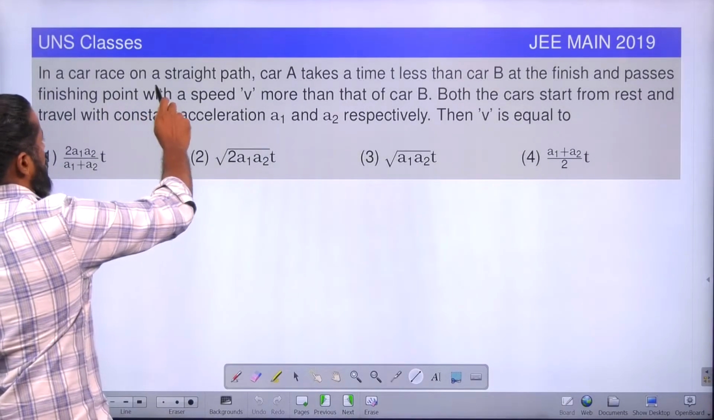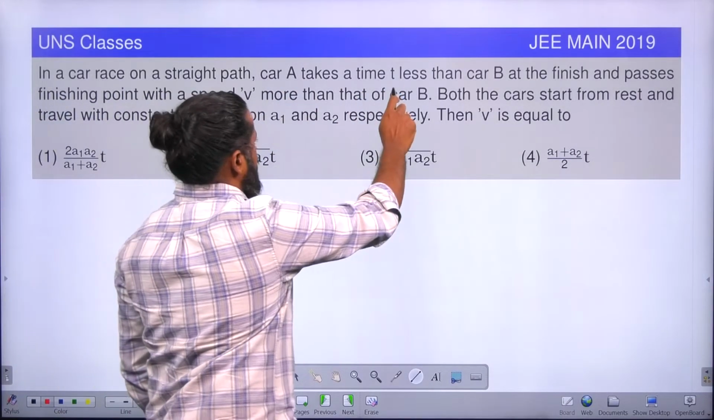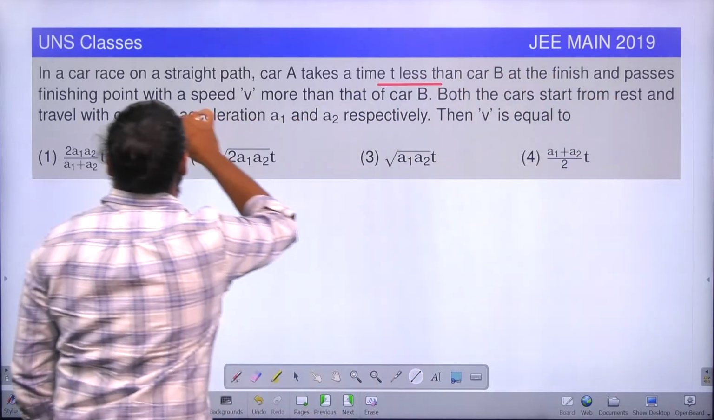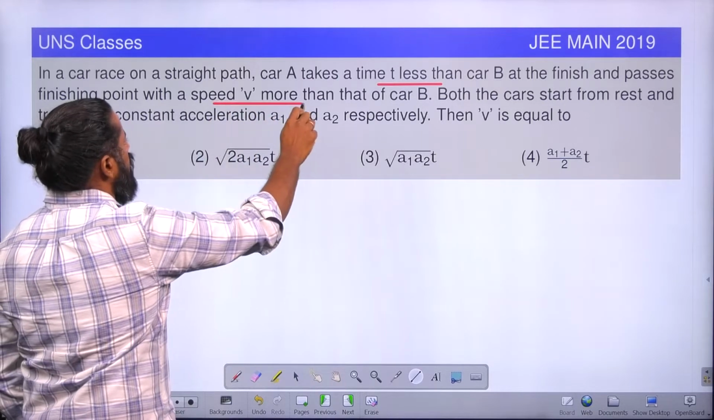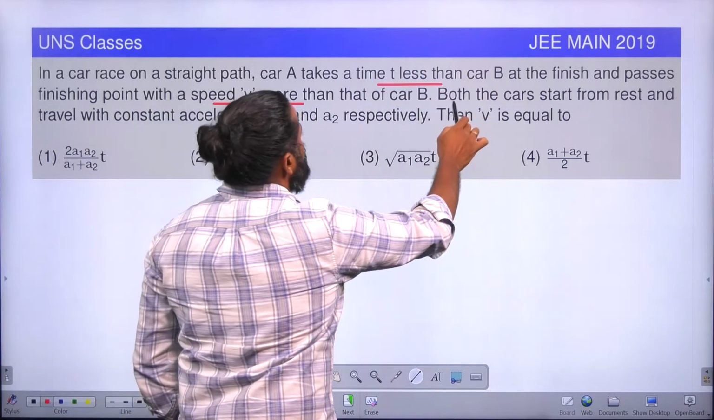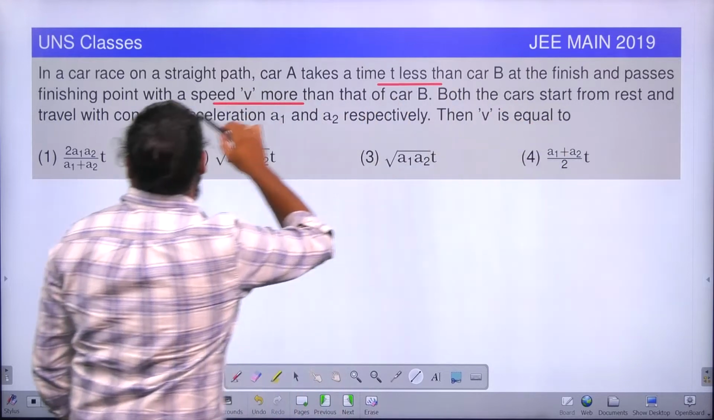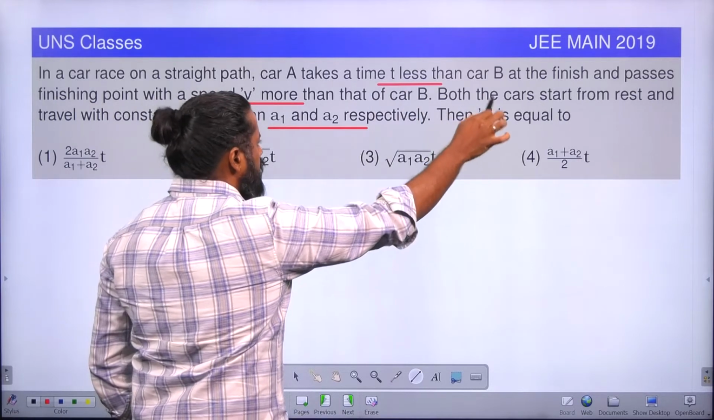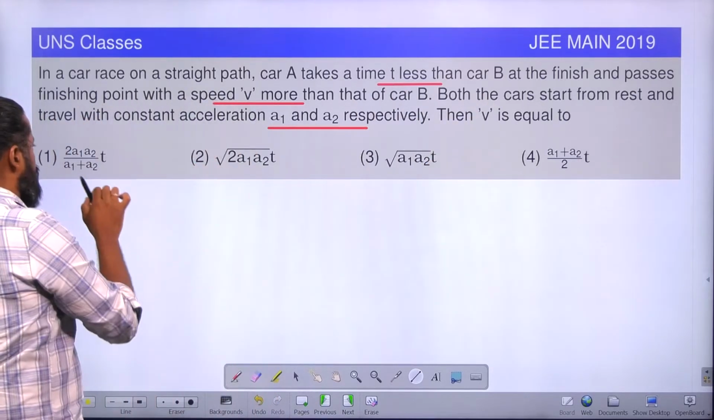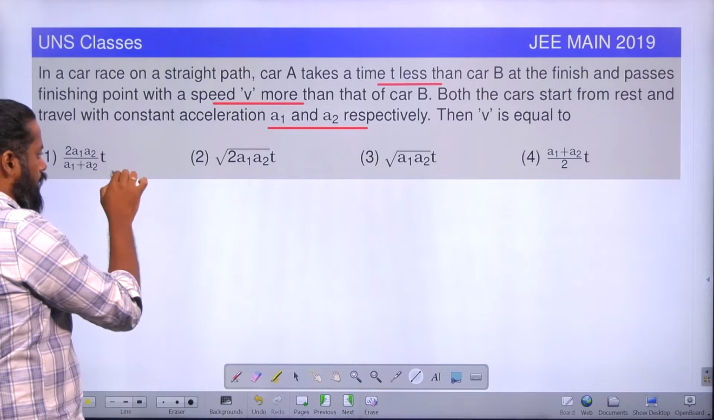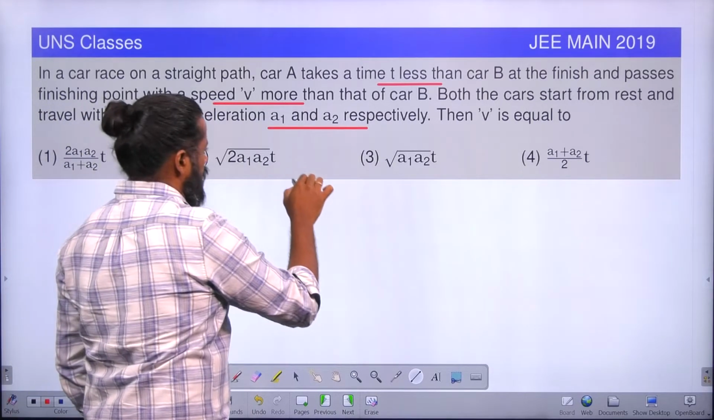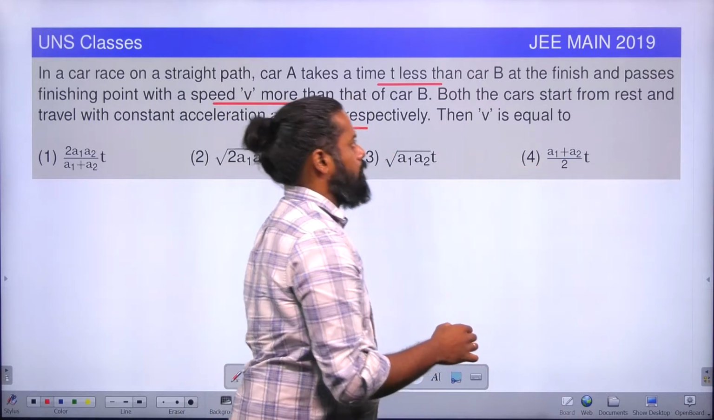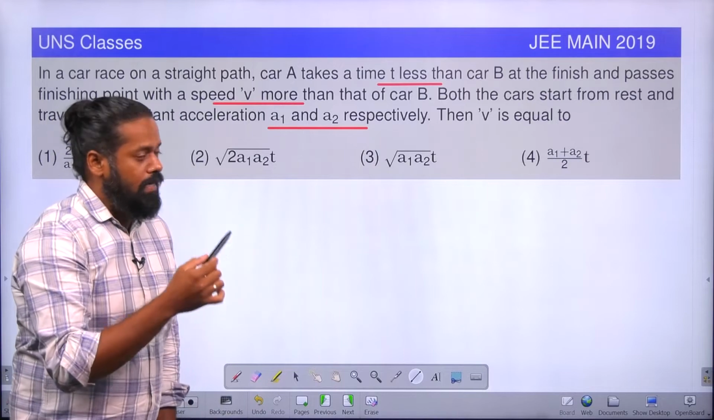In a car race on a straight path, car A takes a time t less than car B at the finish and passes the finishing point with a speed v more than that of car B. Both the cars start from rest and travel with constant acceleration a1 and a2 respectively. Then v is equal to, options are given: 2a1a2 by a1 plus a2 times t, under root of 2a1a2t, under root of a1a2t, and a1 plus a2 by 2 multiplied by t. This is a question from 2019 JEE Mains.